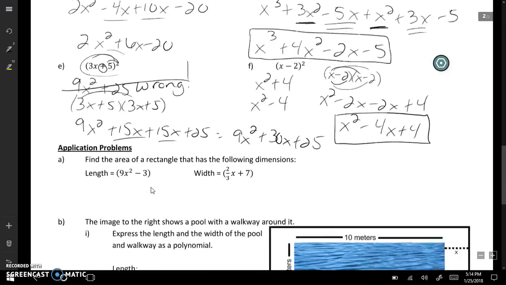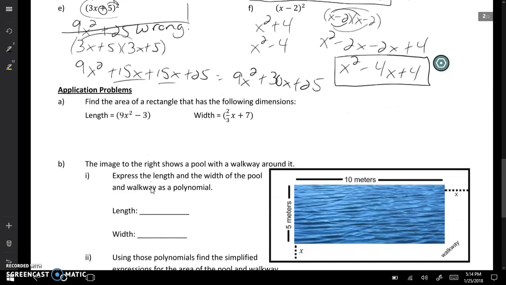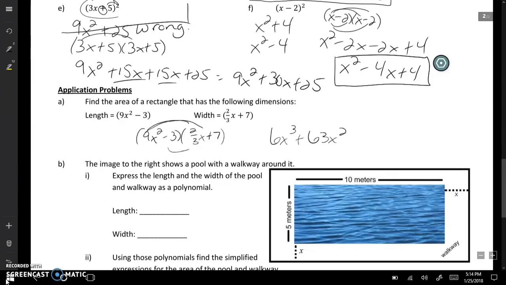Okay? Now, find the area of a rectangle that has the following dimensions, length times width. So we end up having to do 9x squared minus 3 times 2/3 x plus 7. Distribute. 9 times 2/3 is 6, and that's x cubed. 9x squared times 7 is plus 63x squared. Negative 3 times 2/3 x is minus 2x. Negative 3 times 7 is minus 27.